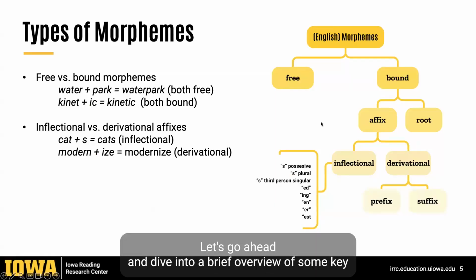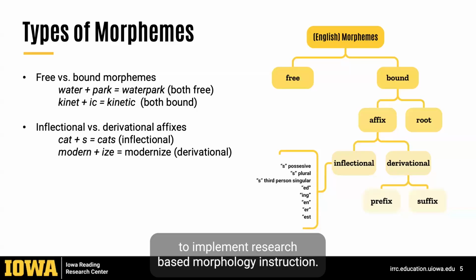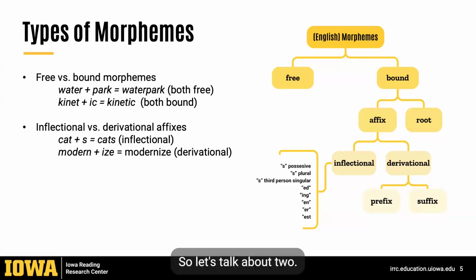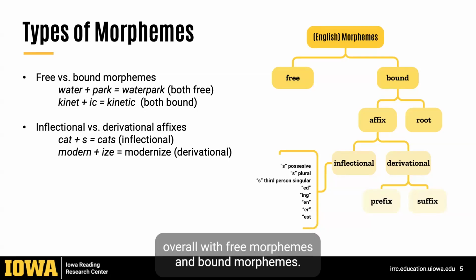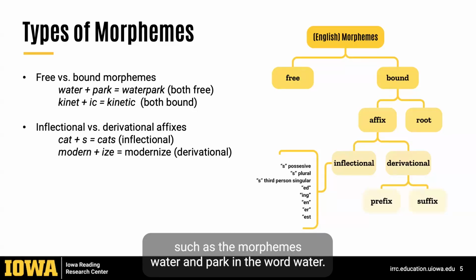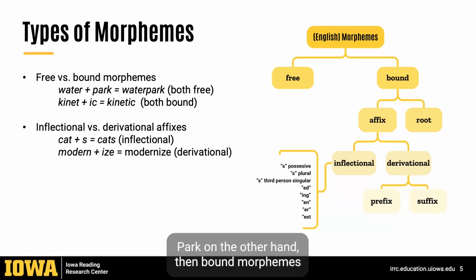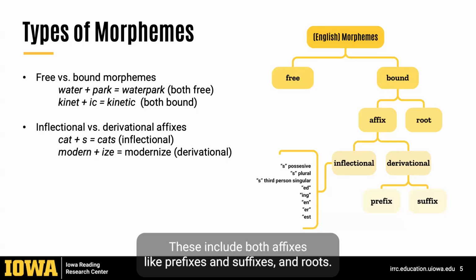All right, let's go ahead and dive into a brief overview of some key morphological concepts that will support your ability to implement research-based morphology instruction. So let's talk about types of morphemes. There are two types of morphemes overall, free morphemes and bound morphemes. Free morphemes are those that can stand alone, such as the morphemes water and park in the word water park. On the other hand, bound morphemes are those that cannot stand alone as words. These include both affixes, like prefixes and suffixes, and roots.